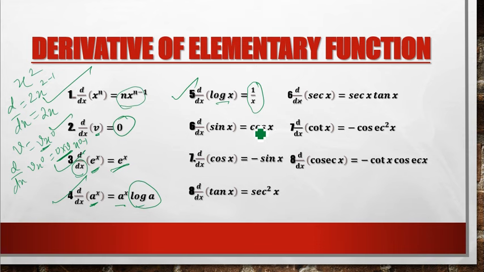Okay, you need to remember this formula plain and simply. Next, differentiation of sin x, we get cos x. Differentiation of cos x, we get minus sin x. Differentiation of tan x is your sec square x. Then differentiation of sec x is your sec x tan x. Cot x का differentiation minus cosec square x, and cosec x का differentiation minus cot x into cosec x. Clear? So now these are the 8 formulas.